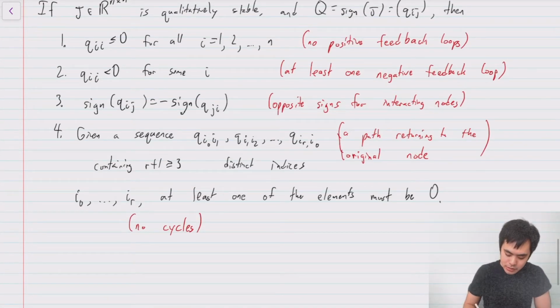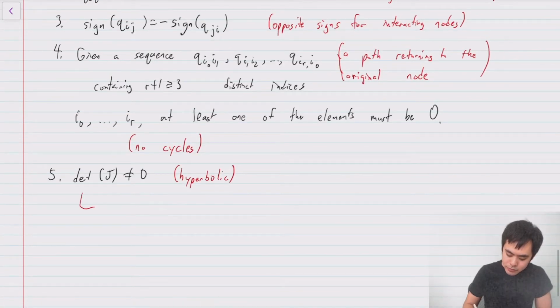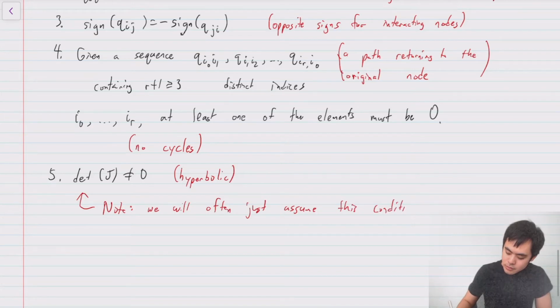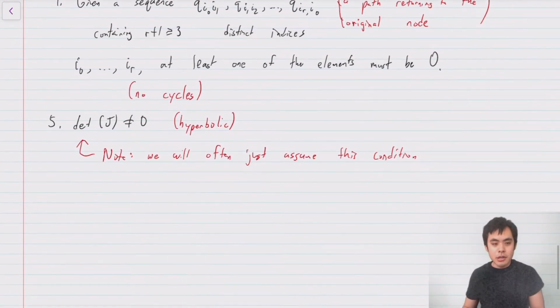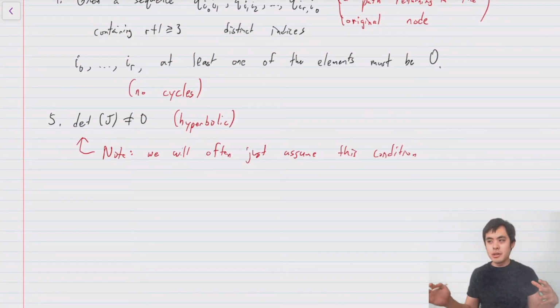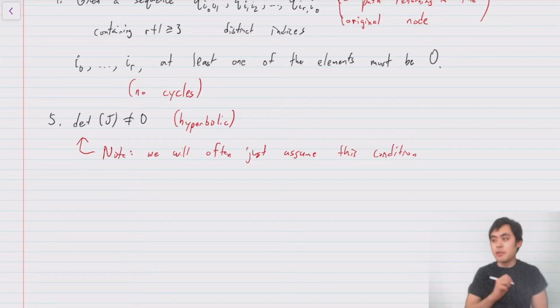And lastly, I'm just going to assume that the determinant of J is not equal to 0. So this is hyperbolic. So this is one of the conditions, but note we will often just assume this condition. Otherwise, you do have to check that, but it's sufficiently different from all the other methods we're using for checking that we're just going to assume this to be true for the most part, unless I tell you otherwise. I'll try to be clear about that every time we use it.